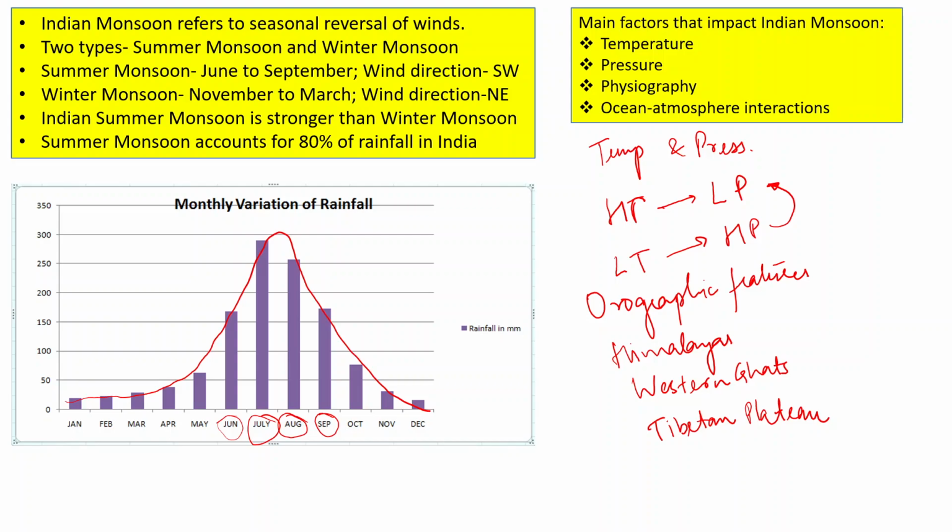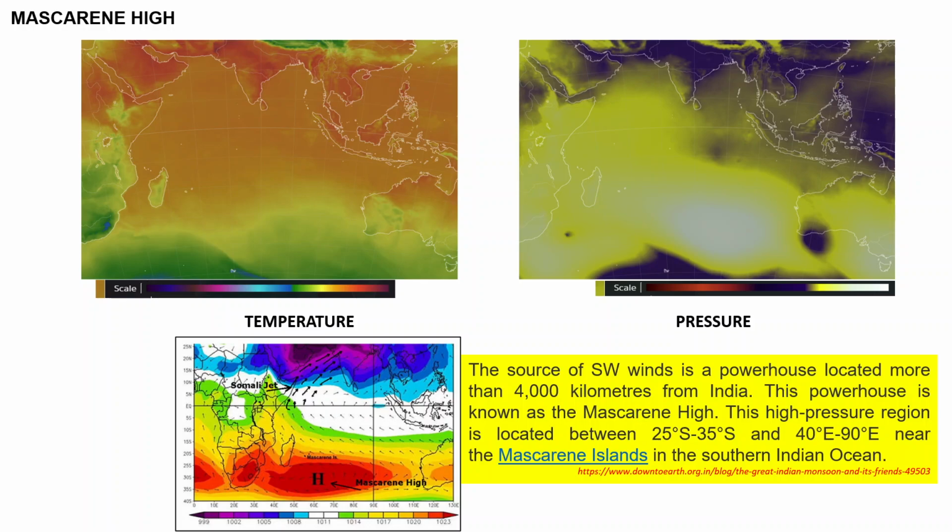Always remember that whenever we talk about some weather or climatic phenomena, it can never be completely dependent on atmosphere or completely dependent on ocean. So the climatic phenomena are always controlled by these ocean atmospheric interactions, and we'll see how it impacts the Indian summer monsoon. The first most important buddy or the friend of the Indian summer monsoon is the Mascarene High. So let us see what is Mascarene High.